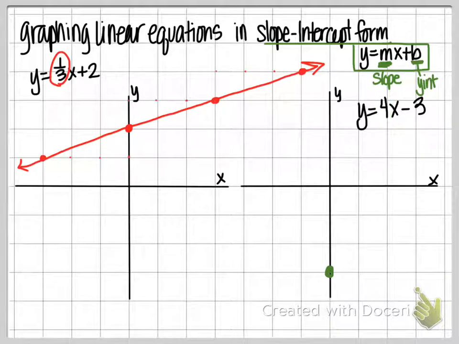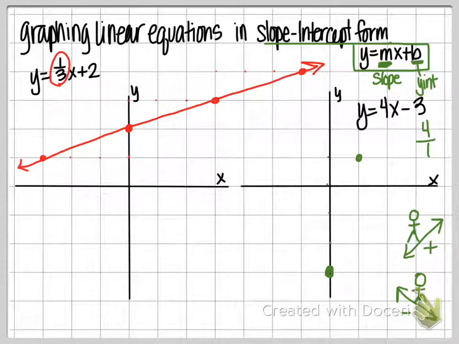Our slope is 4, which written as a fraction is 4 over 1. So we're going to go up 4, 1, 2, 3, 4, and then positive again, so we move to the right, so it's going in a positive direction. Positive slopes go up to the right, negative slopes down to the right. Another way to think about it is you have to walk the little man from left to right. Positive is uphill, negative is downhill.